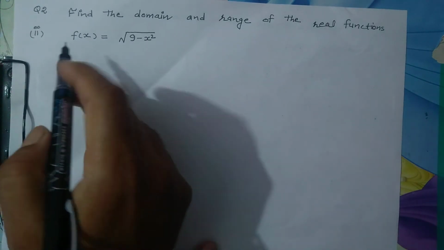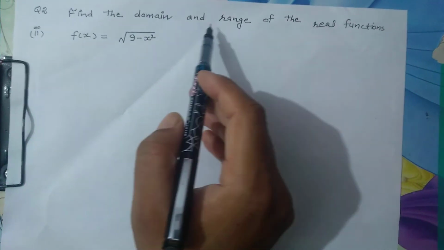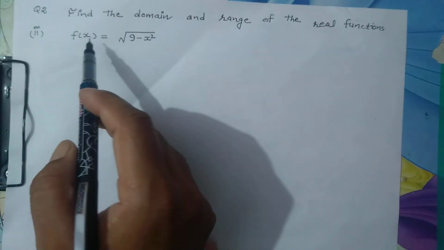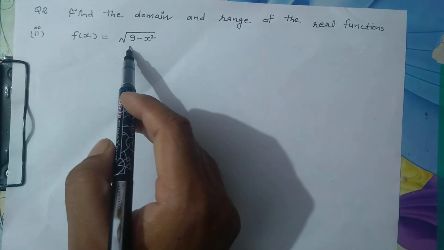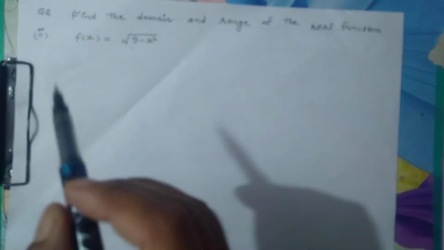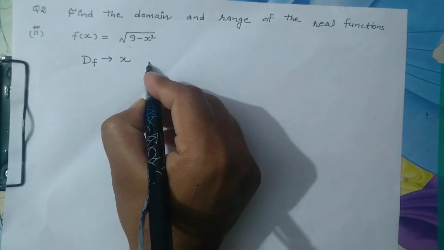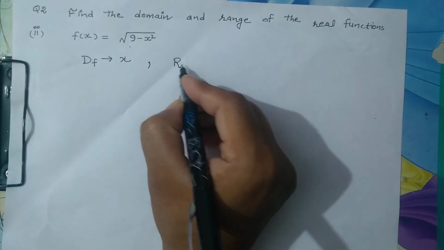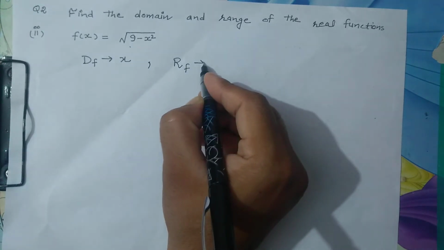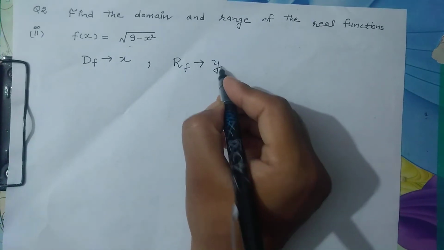Now coming to the next part, find the domain and range of the real function f of x is equal to square root of 9 minus x square. So once again I am repeating, what is the meaning of domain of the function? That means finding the value of x. Again, what is the range of the function? It means finding the value of y.